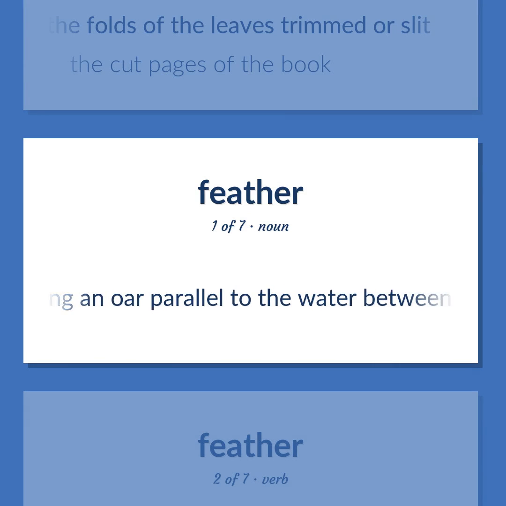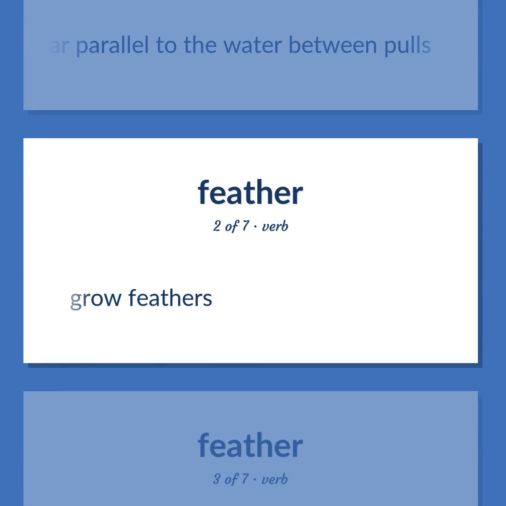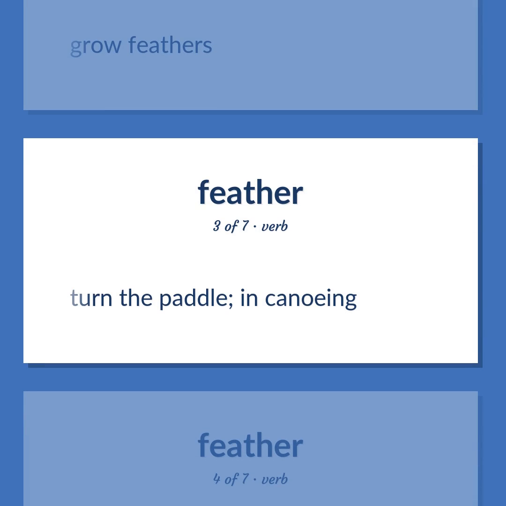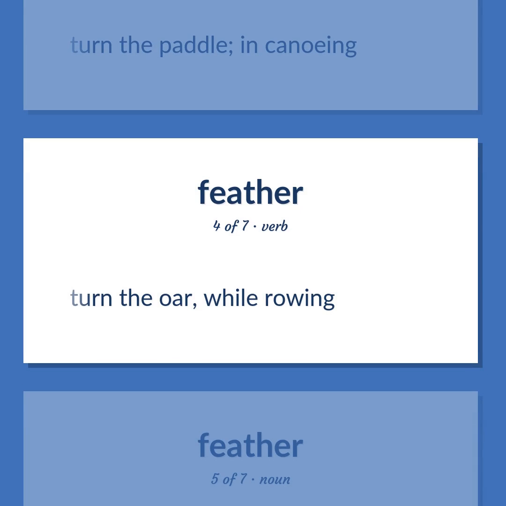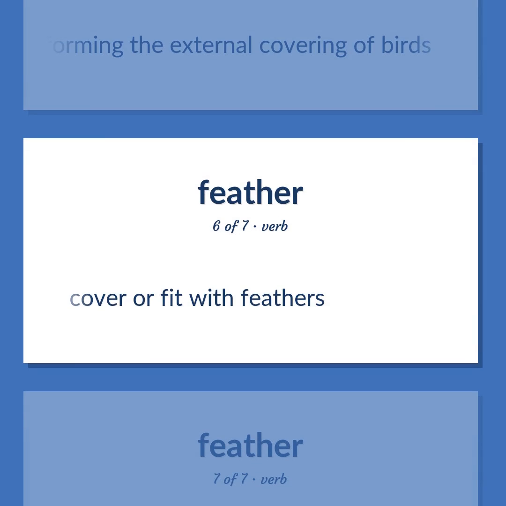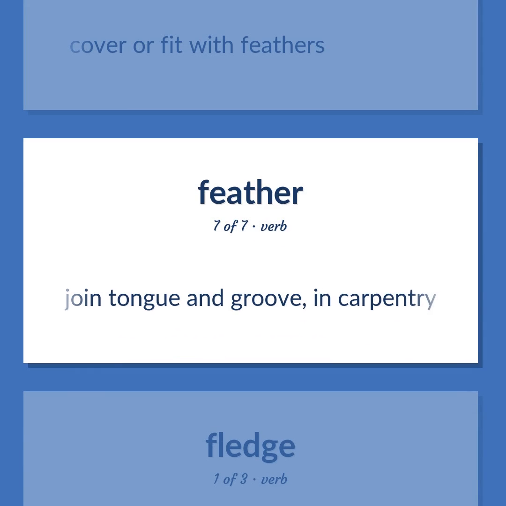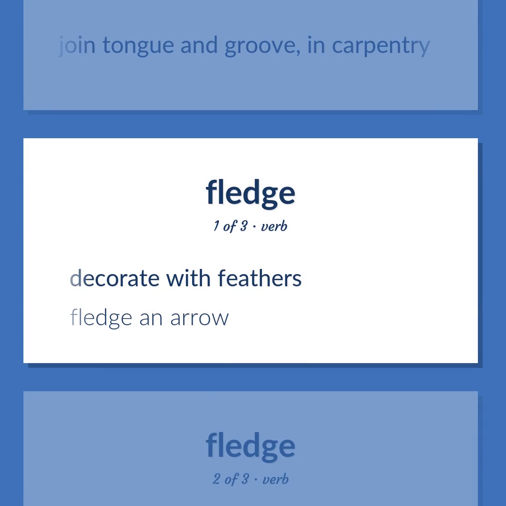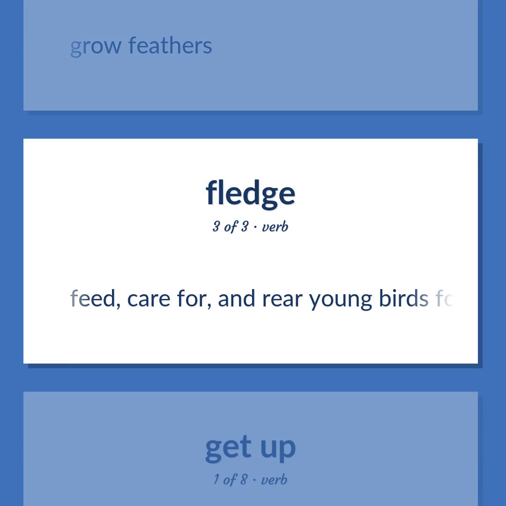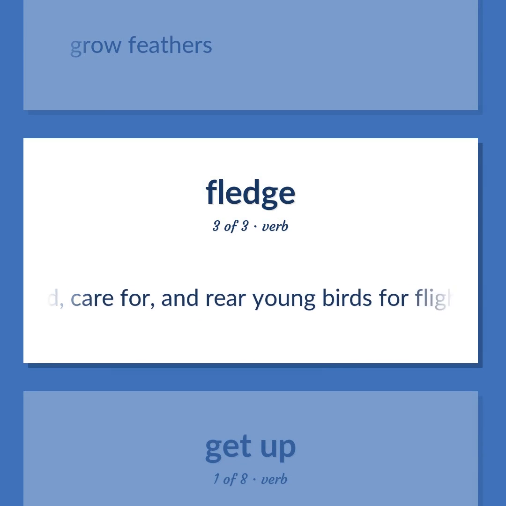Feather: turning an oar parallel to the water between pulls. Grow feathers. Turn the paddle, in canoeing. Turn the oar, while rowing. The light horny waterproof structure forming the external covering of birds. Cover or fit with feathers. Join tongue and groove, in carpentry. Decorate with feathers. Fledge an arrow. Grow feathers. Feed, care for, and rear young birds for flight.